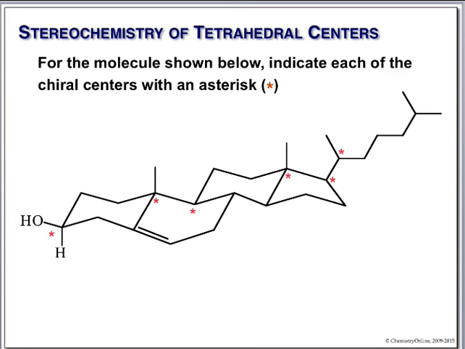Continuing, CH2, CH2. This guy has a hydrogen. Tertiary carbon, CH2, tertiary carbon. Hydrogen, tertiary carbon, CH2, and a different tertiary carbon. This is this half, this is this half. There are a total of 8 chiral centers.